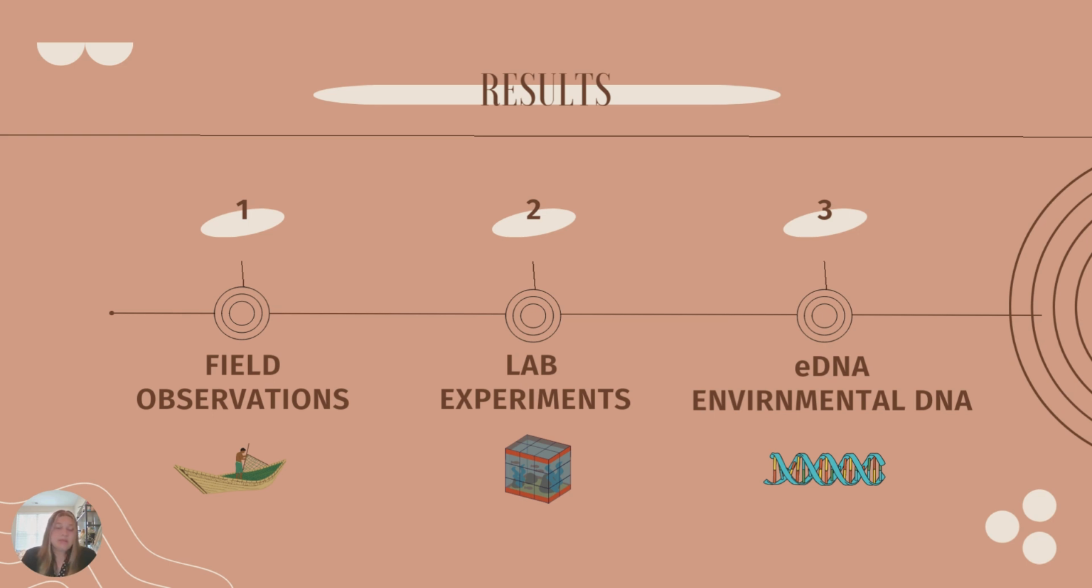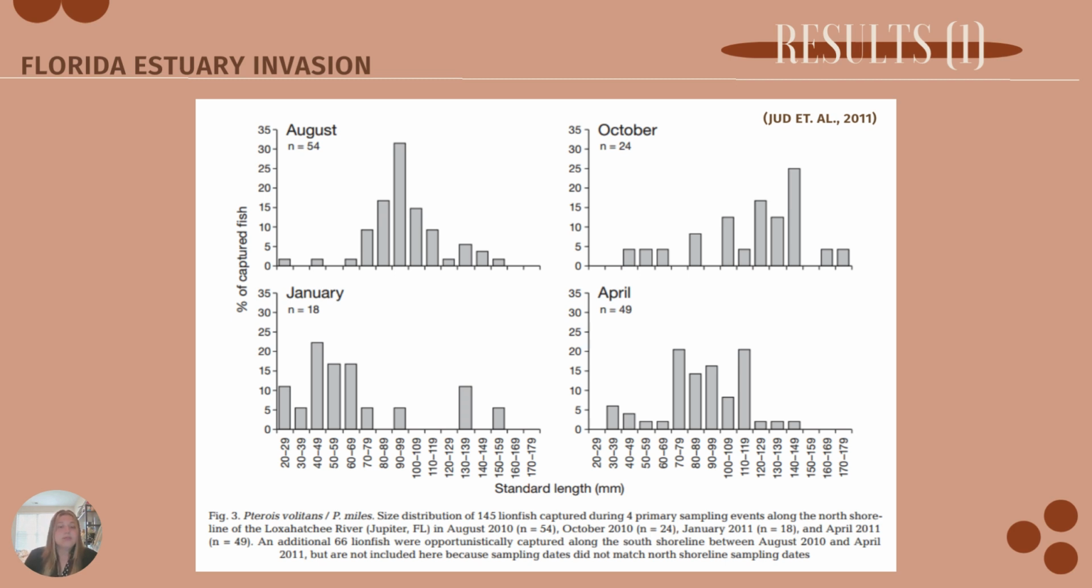With those 3 types of methods, we have the results. This result was from the Florida estuary invasion, showing the size distribution of 145 lionfish that were captured between different months.